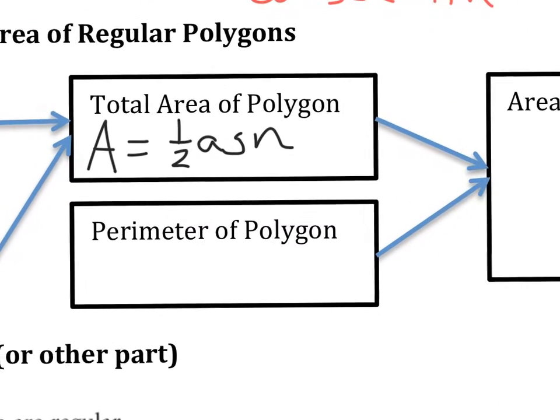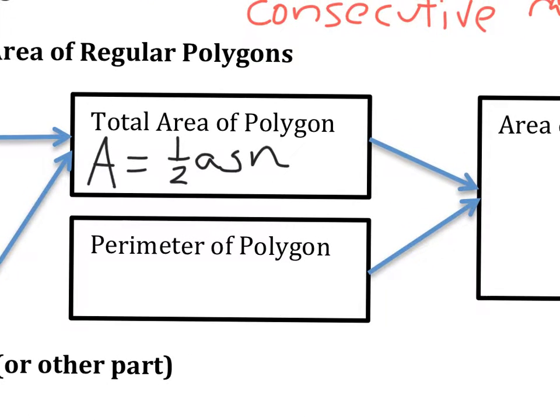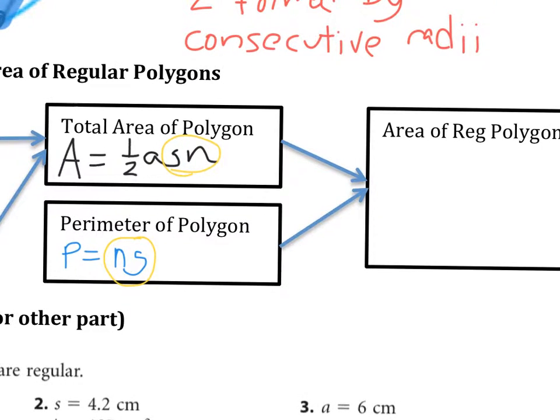Now, if you recall what perimeter means, perimeter is just the distance around. So perimeter is equal to the number of sides you have times each side length. So notice what you see. I see s times n there and an n times s there, or back and forth. So all I have to do is substitute in.